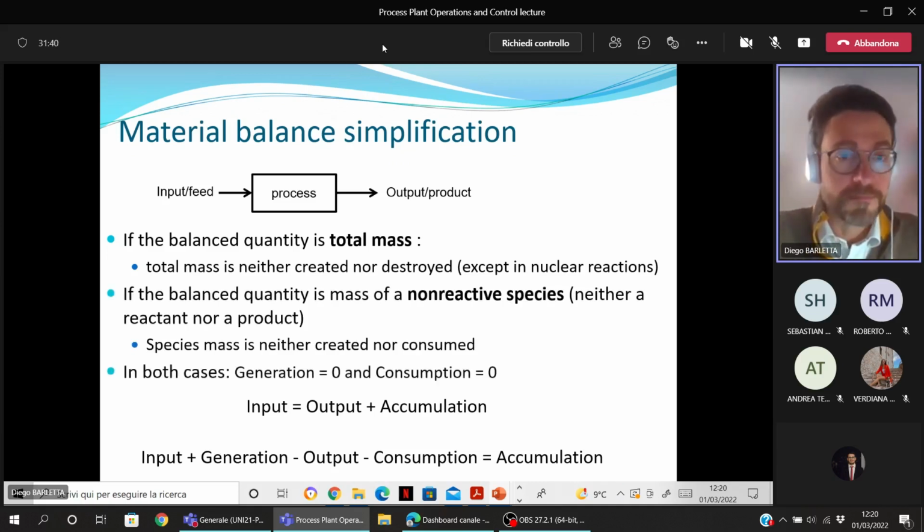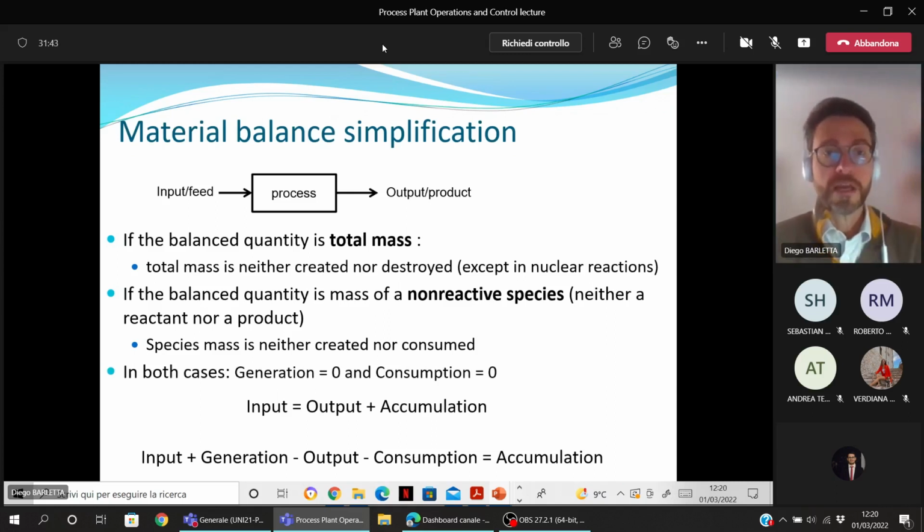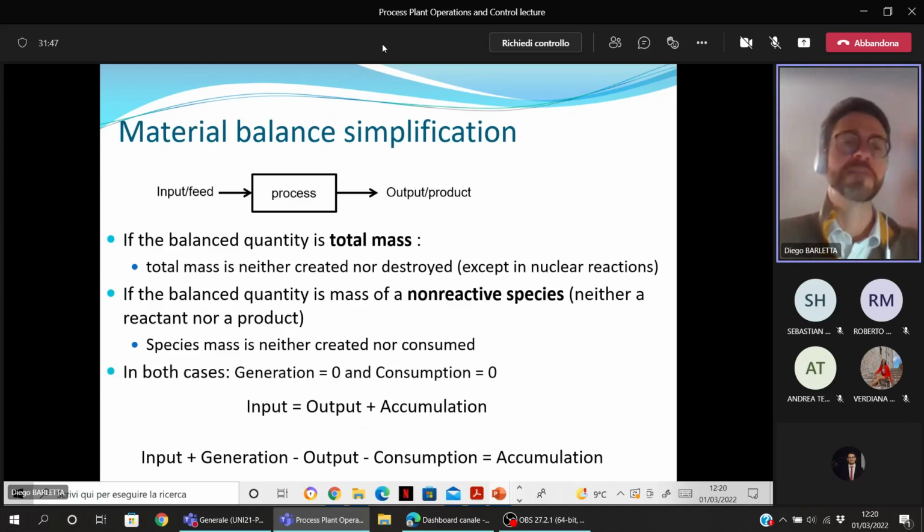If the balanced quantity is total mass, as we have said as a first example, and we consider that the total mass is neither created nor destroyed, then of course there is no generation and no consumption. And so we can write that input equals output plus accumulation.